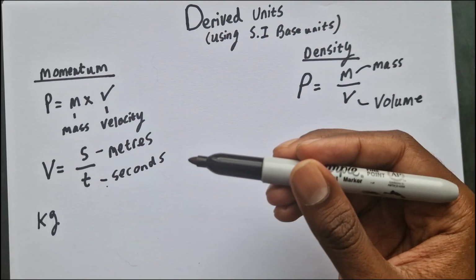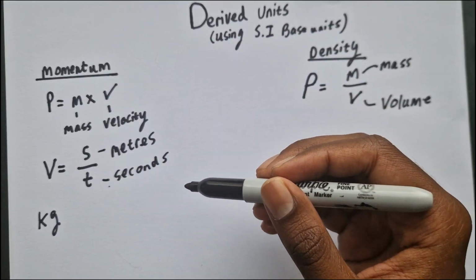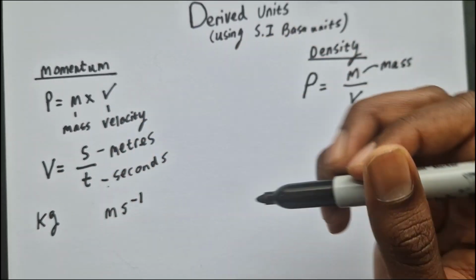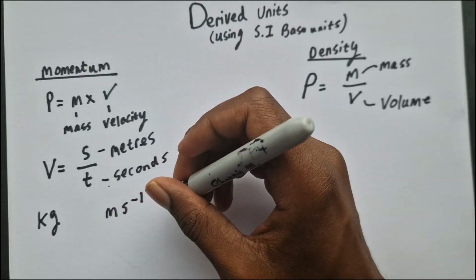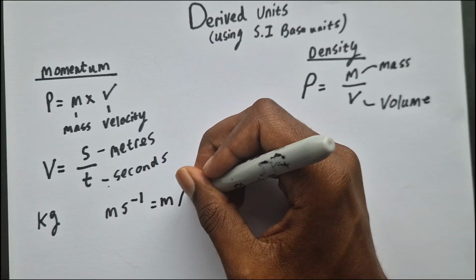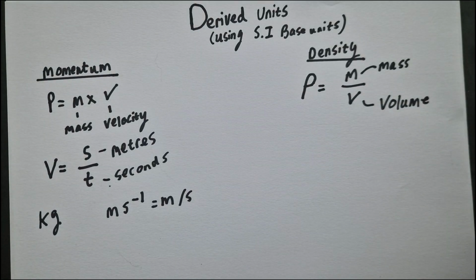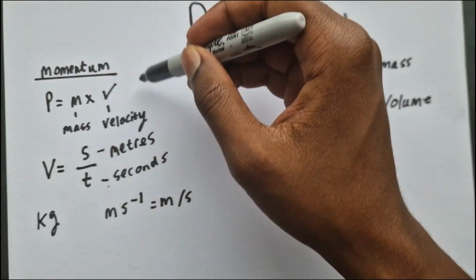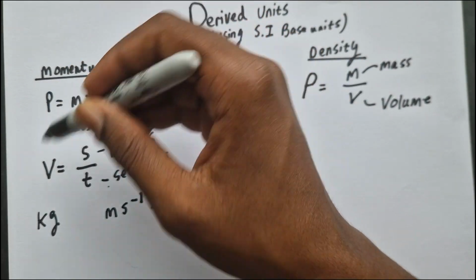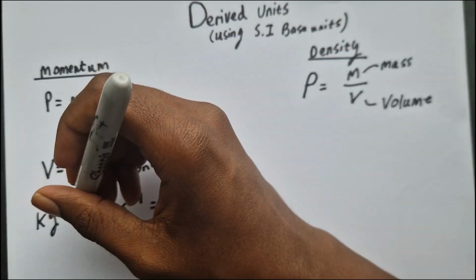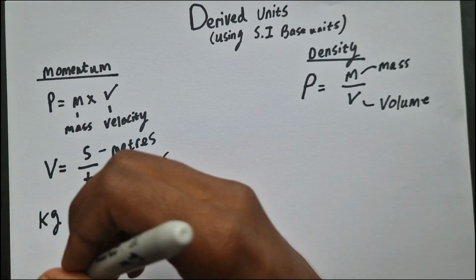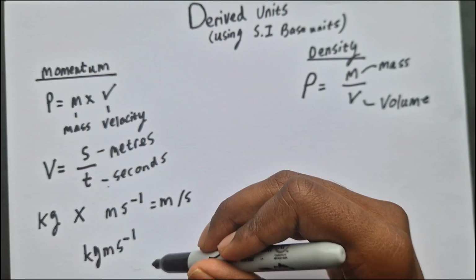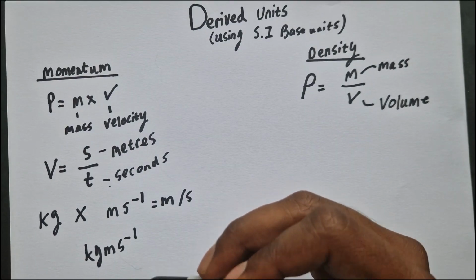So velocity can be represented by meters divided by seconds, or meters per second. This ms^-1 is the same as writing this. Okay, so you don't need to get confused. Alright, next. Oh, sorry. So that means we need to find the whole derived unit of momentum. So that's mass, kg, times velocity, meters per second. We multiply them and we get kilograms meters per second. So that's the base derived unit of momentum.